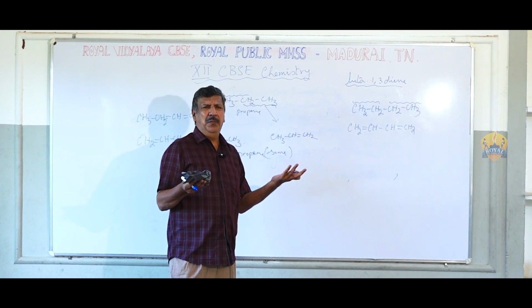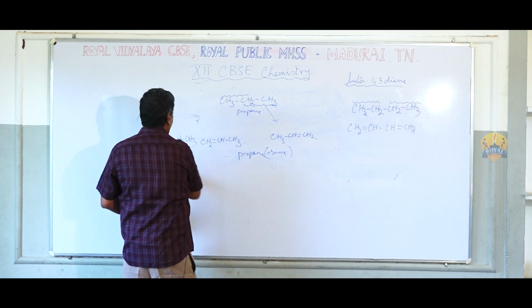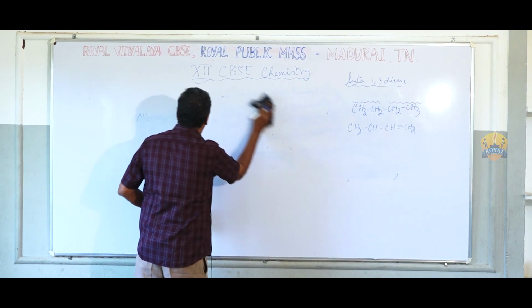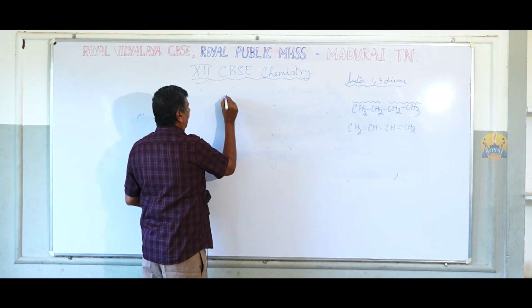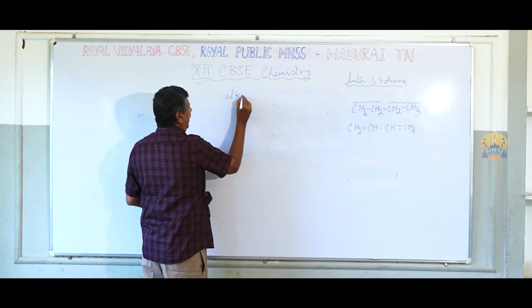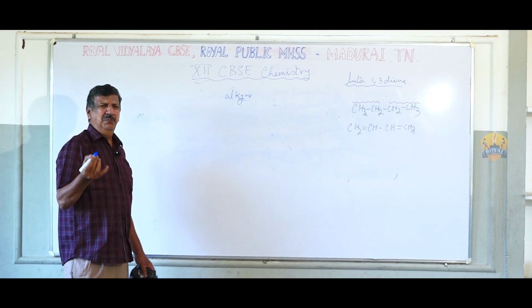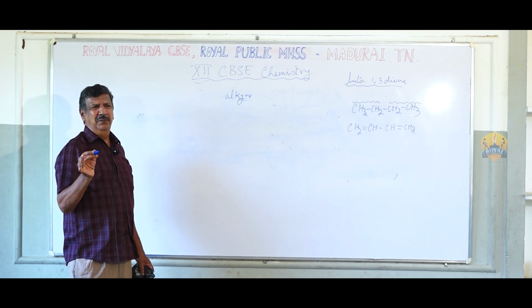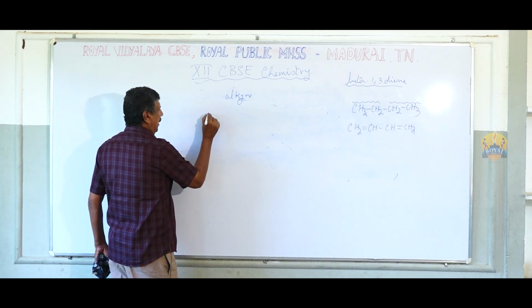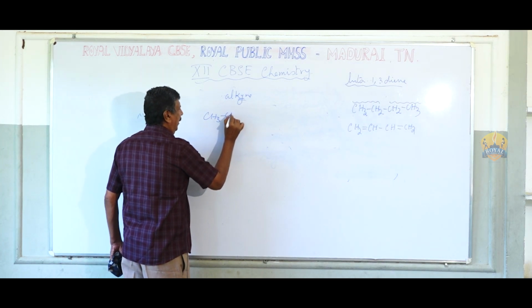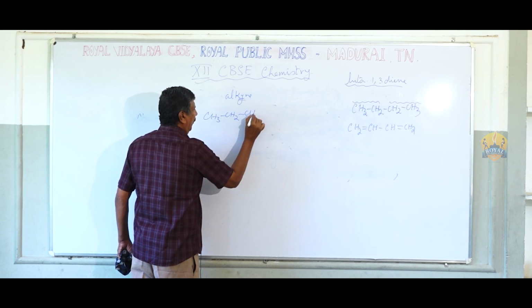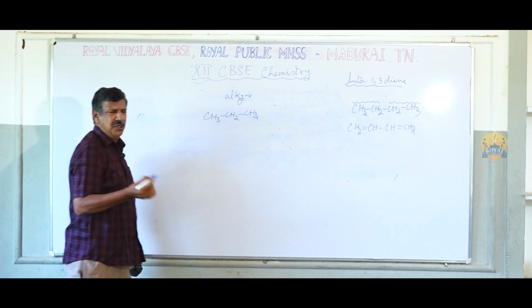How to write a triple bond? You see, triple bond means alkyne. Very simple. You don't need to expect anybody. How to write? Sir, this is propane. You can learn by your own self. This is propane.